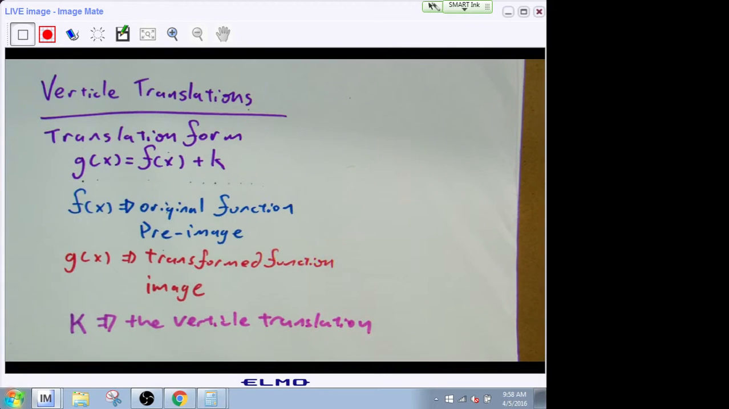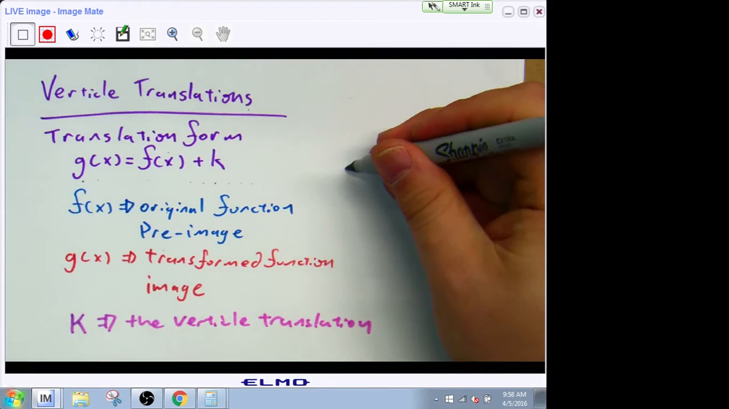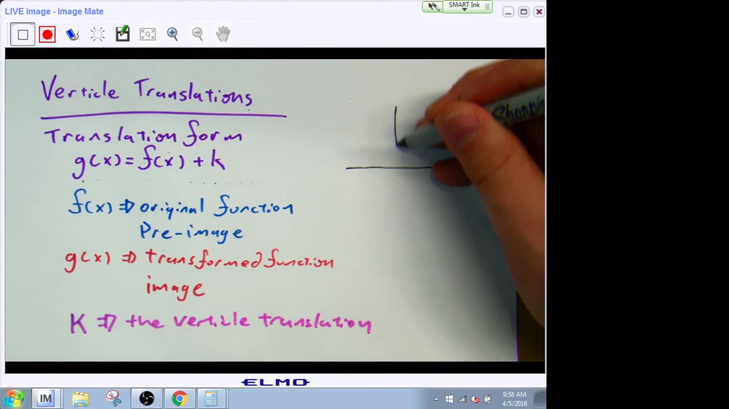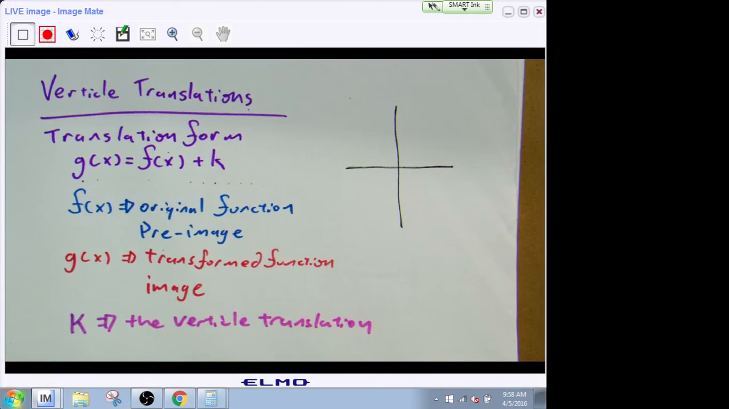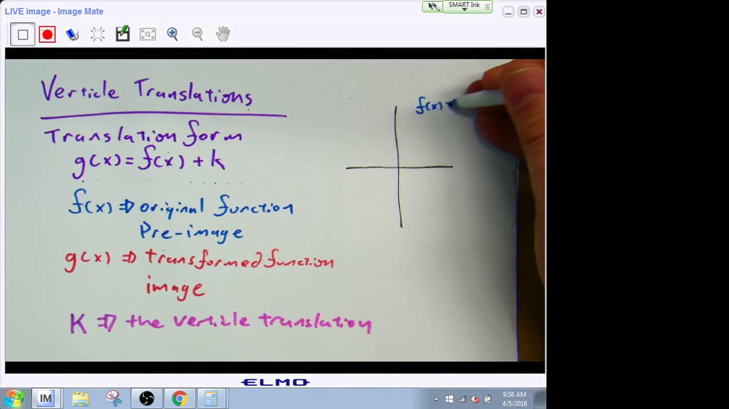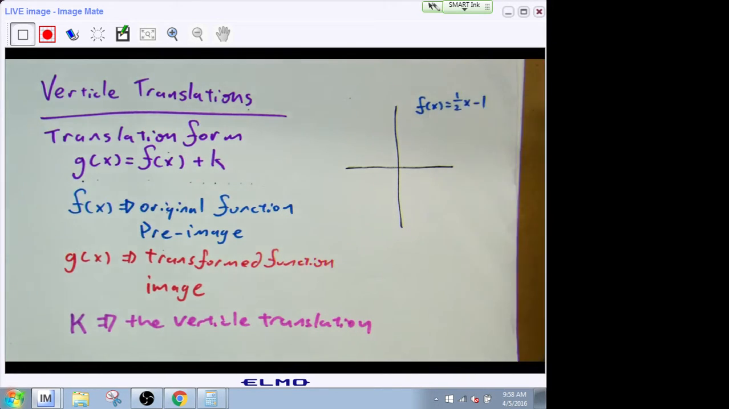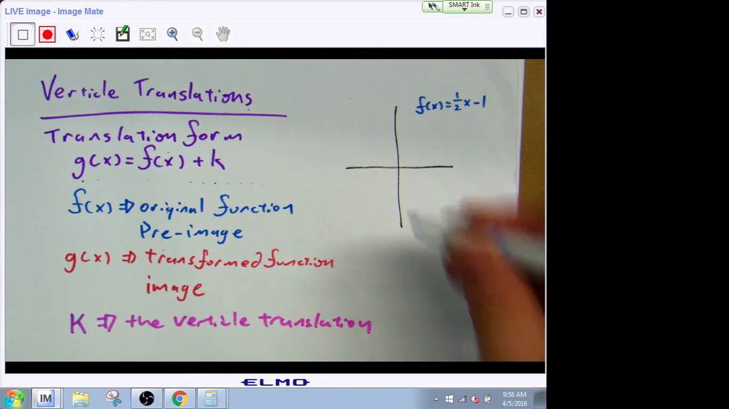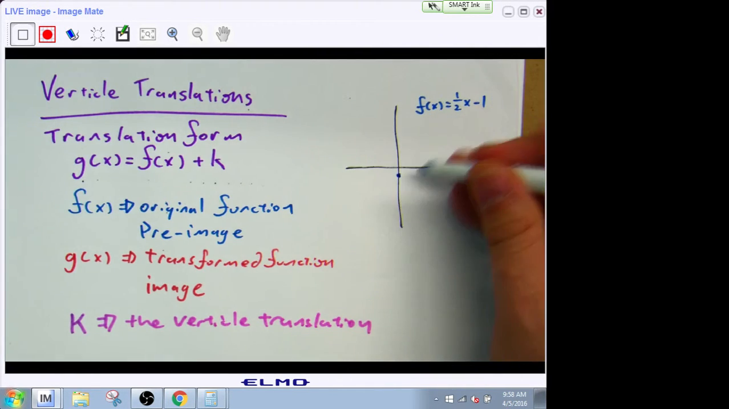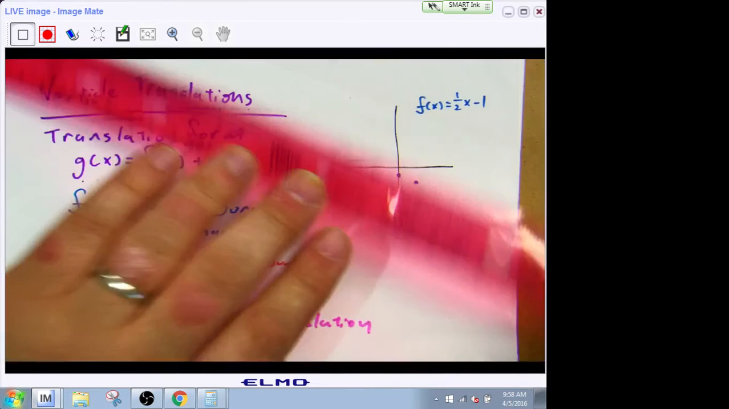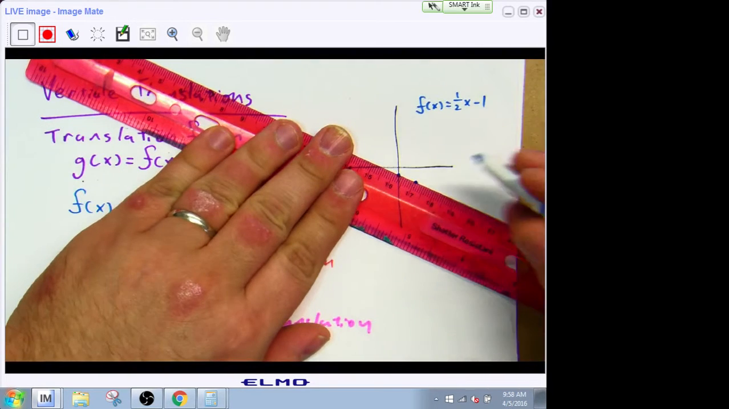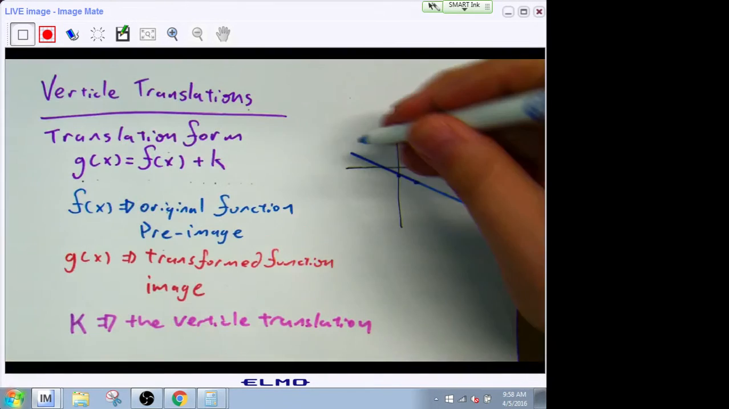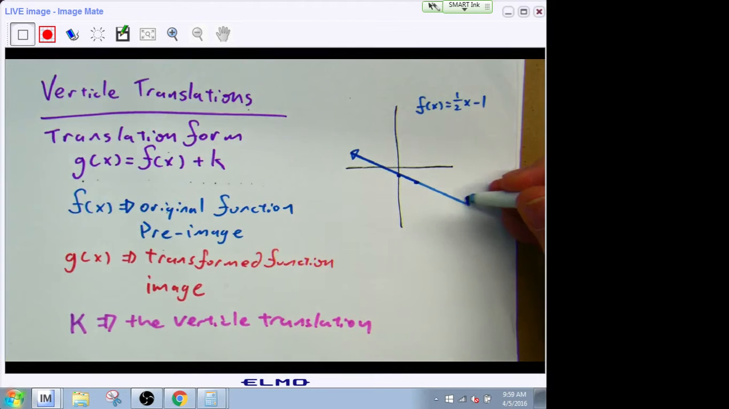Okay? So when I'm looking at a line, I'm just going to draw a very crude Cartesian plane here. Okay? And let's say I had f of x equals, we'll say, 1/2 x minus 1. Okay? So now I have to graph that function. I go down 1. My slope is 1/2, so I go down 1 over 2. So I end up with a line that looks a little something like this. That is my f of x.